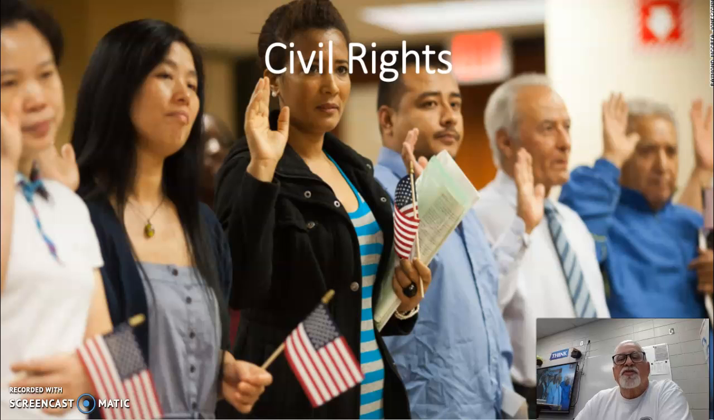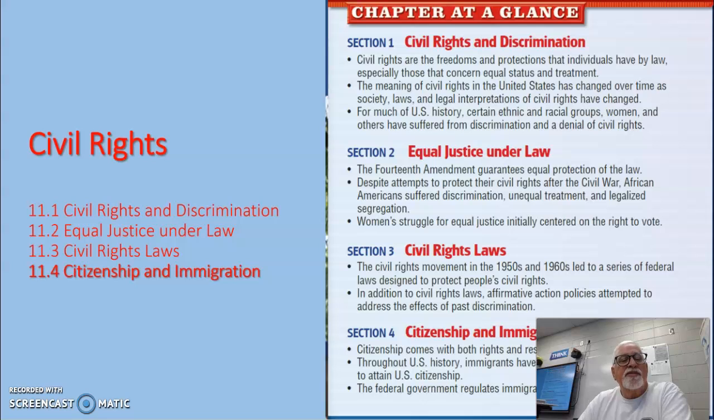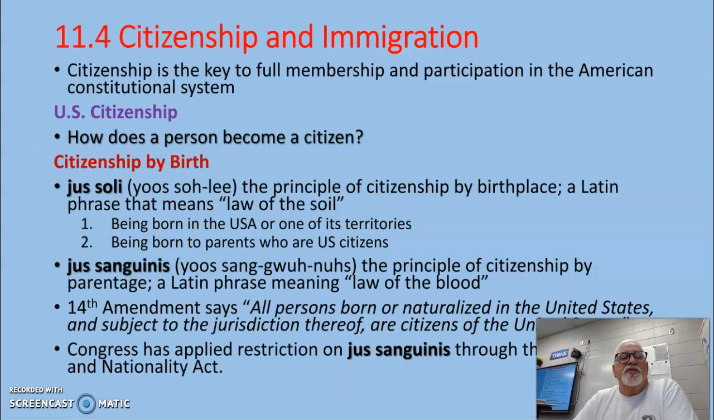We're going to be talking about civil rights, and specifically the civil rights that one has in regards to citizenship and immigration. Section 4, if you'll follow along, citizenship comes with both rights and, big word, responsibilities. Throughout U.S. history, immigrants have come to the United States hoping to attain U.S. citizenship. Federal government regulates immigration to the United States.